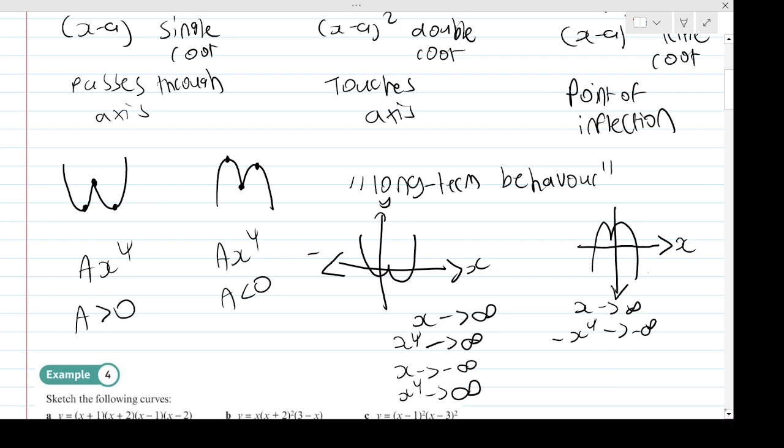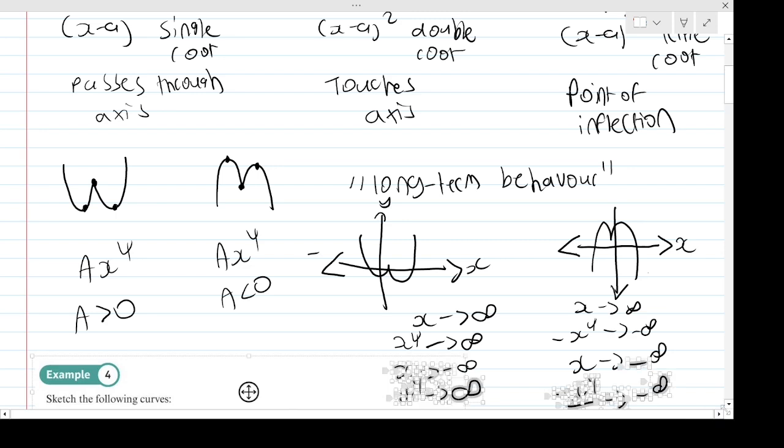On the flip side, on the negative version, the negative graph, when x goes to negative infinity, so when it goes to the left here to negative infinity, the graph minus x to the 4 will still go to minus infinity because x to the 4, as we discussed, will be infinity.